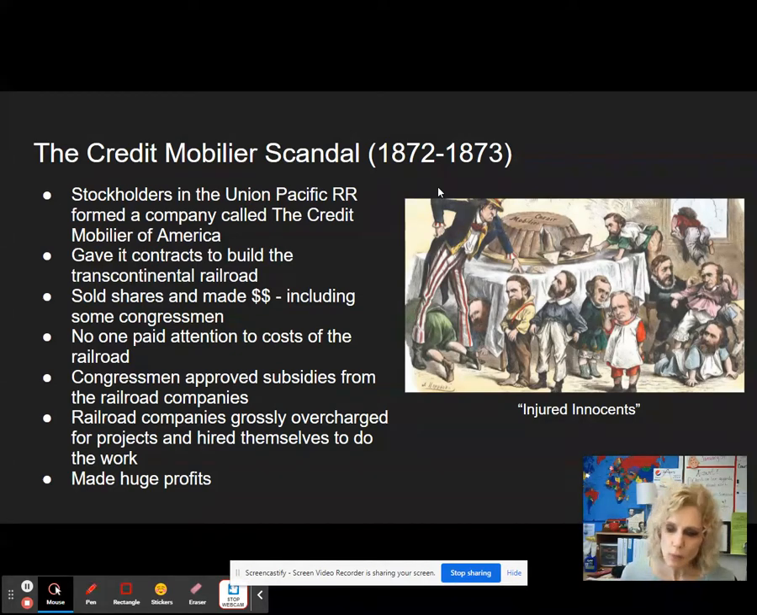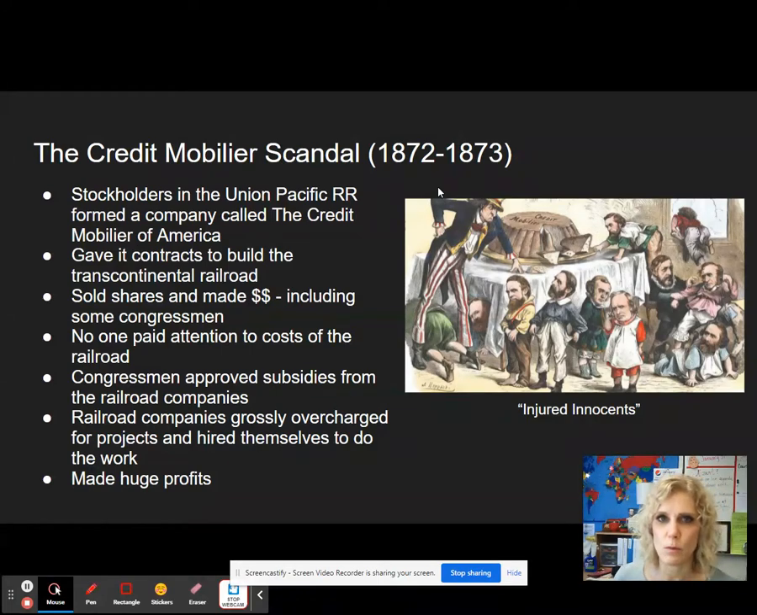But the railroad companies, in turn, grossly overcharged the government. These railroad companies and the managers of these companies knew how much things would cost, but they hiked the prices and ended up overcharging the government. And the government probably either was not checking very closely, or they weren't paying attention, or there were congressmen that were like, hey, we have a share in this company anyway, so we don't really want to rock the boat.